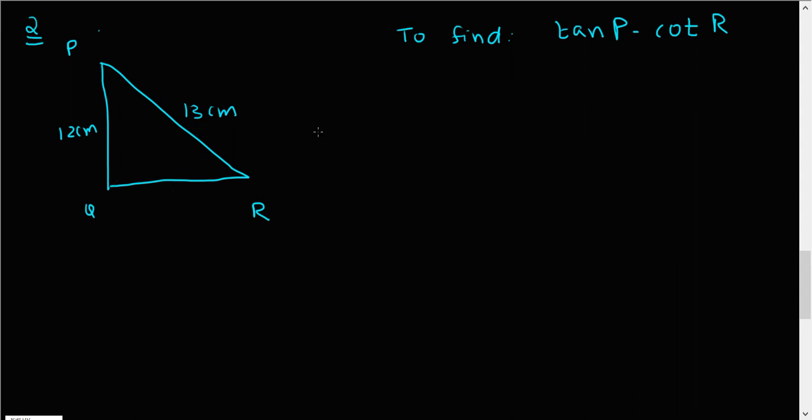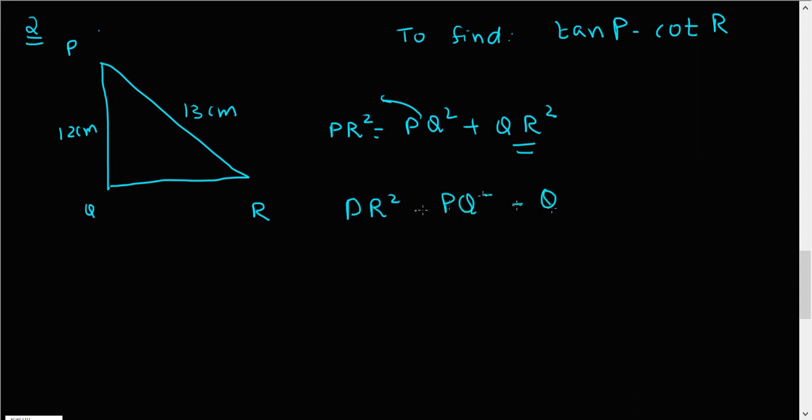Again, using Pythagoras theorem, I have PR square, the hypotenuse square, is equal to the sum of the squares of the other two sides. So it's PQ square plus QR square. I'm interested in QR, so I'll shift PQ to the other side. So PR square minus PQ square is equal to QR square. Now we know this is of what form? It is A square minus B square, which is A minus B into A plus B.